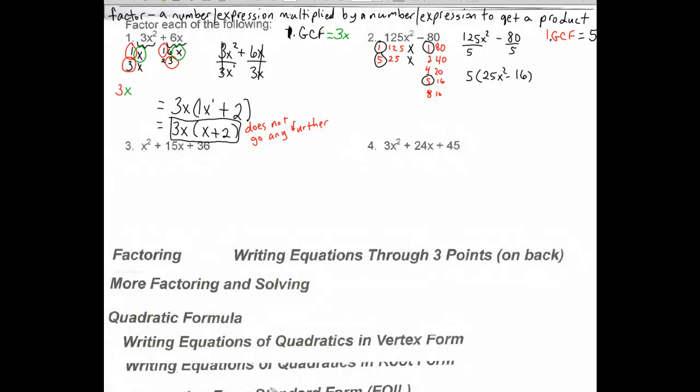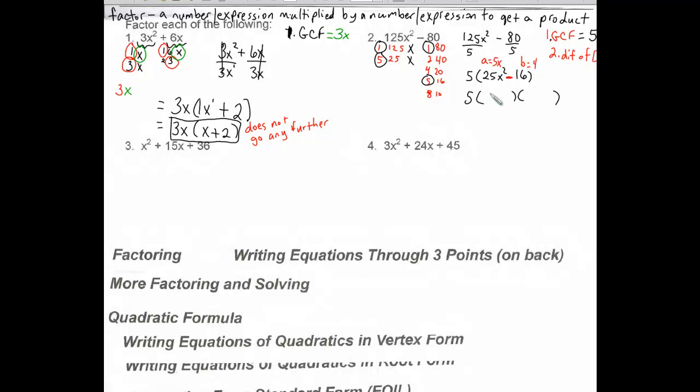In this case, 25 is a perfect square. The square root of 25 is 5, and the square root of x squared is x. So the a term would be 5x. And the square root of 16 is 4. And there is a minus sign in between these two terms. So this satisfies the second thing to look for, which is difference of squares. The 5 still stays part of the factored form, but difference of squares is easy.